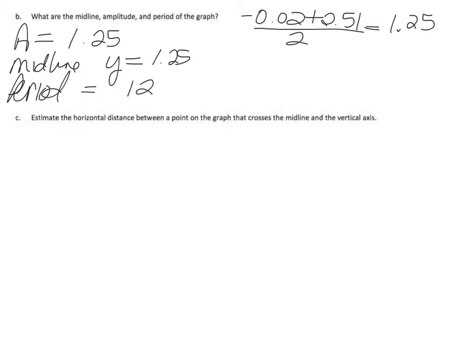Okay, so just try to trace through where you think it starts, all the way back to the beginning, and that's approximately 12. Cool? Here's where things get a little sticky in my mind. Estimate the horizontal distance between a point on the graph that crosses the midline and the vertical axis. So we're looking for about the distance where everything shifts just a little bit. Let me copy the graph back in here so I can point it out.